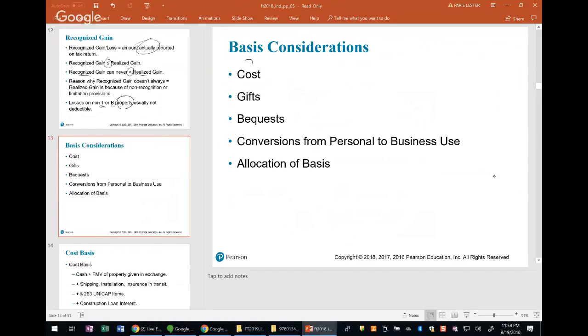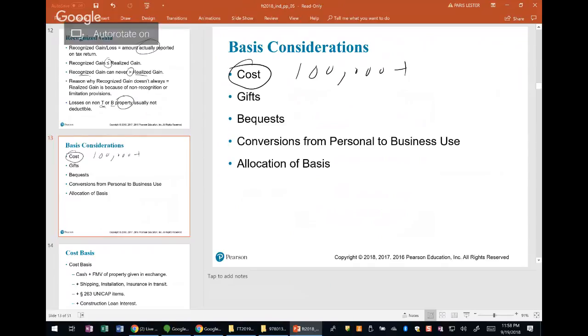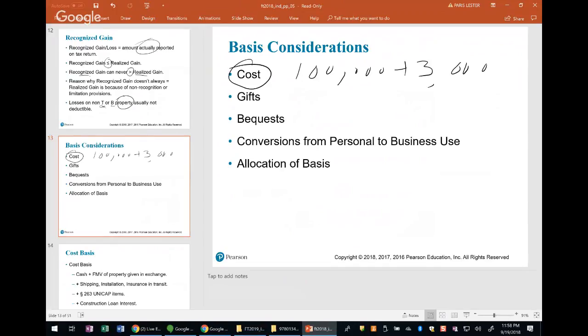Now, we looked at cost. Now, cost, we know if you buy a coal truck, and that coal truck costs $100,000, if sales tax is $3,000, we add that to your basis. So the cost is $103,000, and we depreciate the sales tax along with the $100,000. All right, gifts, we looked at those slightly, and with gifts, you've got to be in the right mind to make a gift. All right, and bequest is inheritance.